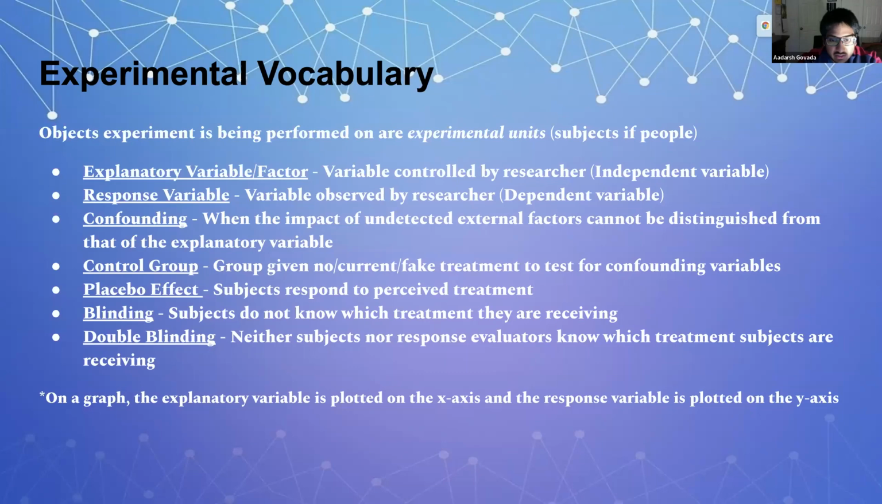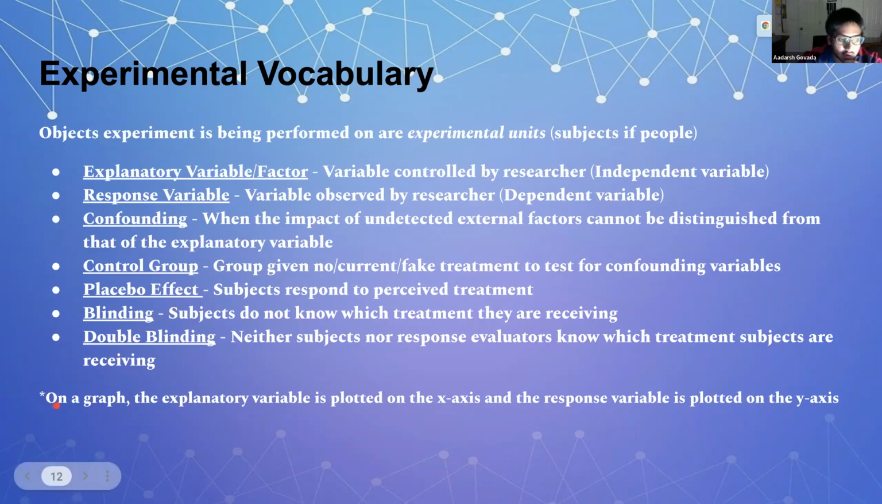Next is blinding, which is when subjects do not know which treatment they're receiving. That can help eliminate the placebo effect, right? So they don't know if they're getting plain water or they're getting this magical energy drink that makes you stronger. That can help eliminate this placebo effect because they're just going to do what they feel. Finally, there is double blinding, which is where neither the subjects nor the evaluators, the response evaluators, know which treatment the subjects are receiving. So that functions the same way as blinding, except the people who are recording the results are also not biased.